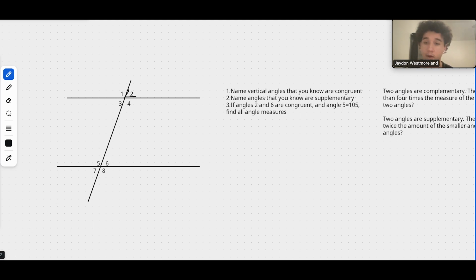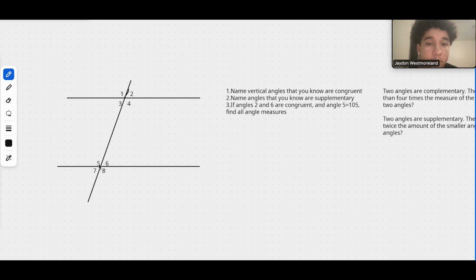So for example here, I can come up with 1 and 2, 2 and 4, 3 and 4, 1 and 3, 5 and 6, 6 and 8, 8 and 7, 7 and 5, right? Any of those angle pairs are going to be an answer here, because ultimately what we're looking for is any angles that add up to 180 and create a straight line.